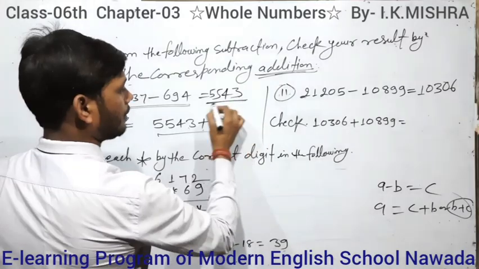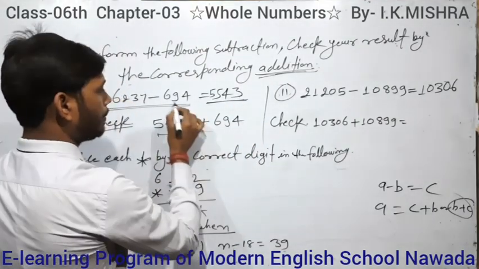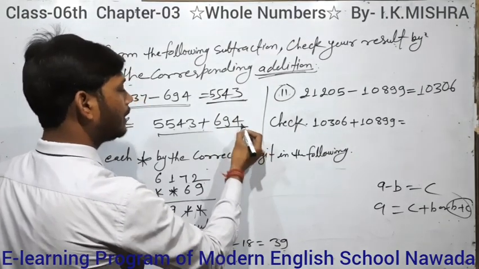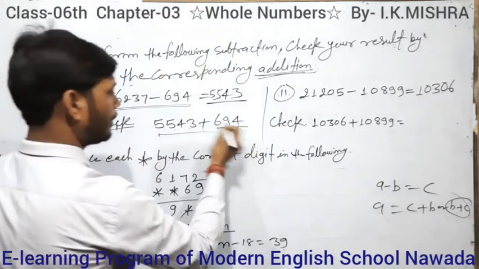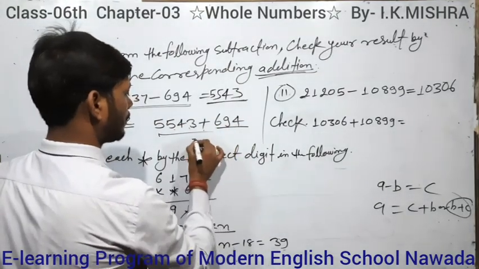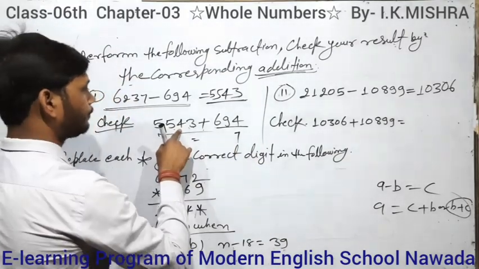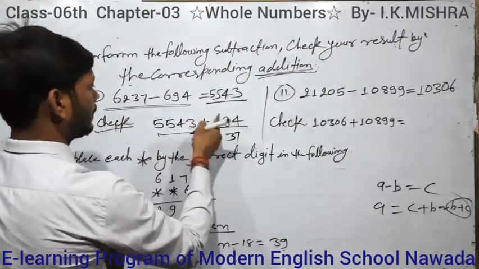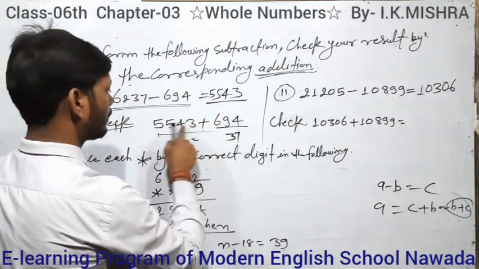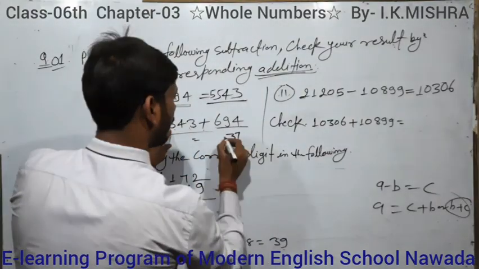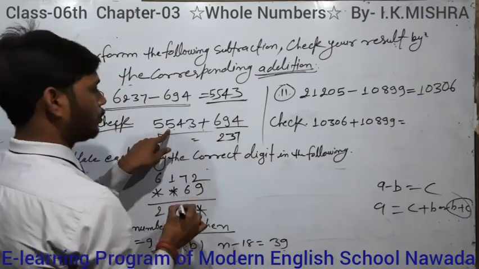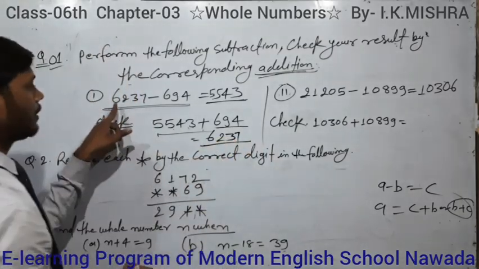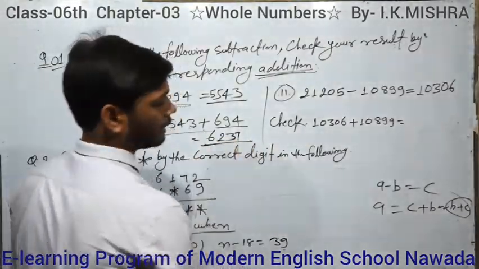Here c means 5543 and b means 694, and if you add it, then the result will be this number. When you add it, 3 plus 4 is 7, 4 plus 9 is 13, and 6 plus 5 is 11, and 1 plus 5 is 6. Here you get 6237.